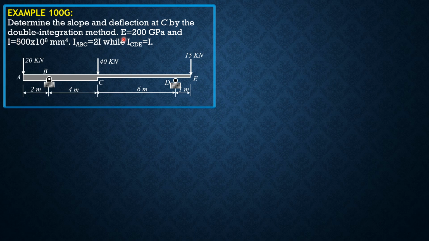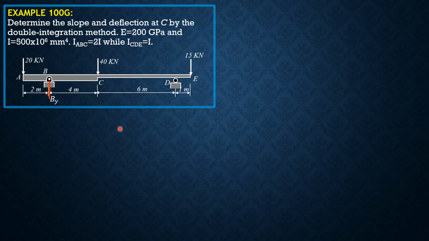100,000 kilonewton meter square. 200 times 500, because we're going to divide this by 1000 to the fourth, so 200 times 10 to the 6 kilopascals, then 500 times 10 to the 6 over 1000 to the fourth, so 100,000 kilonewton meter square EI.